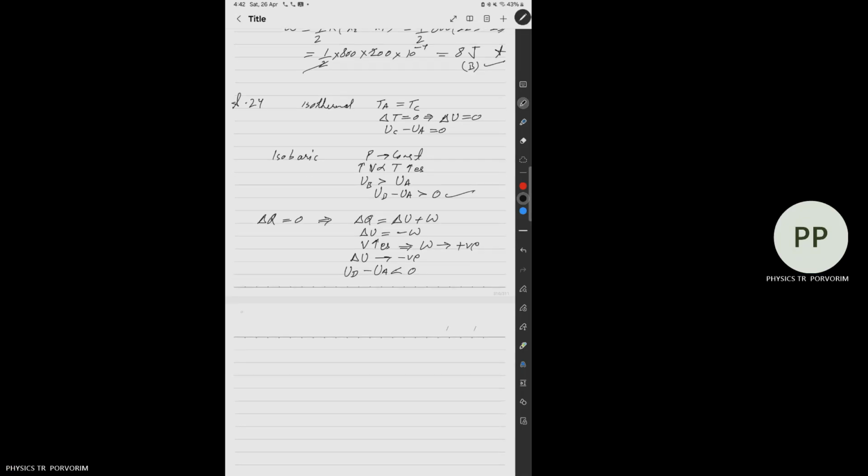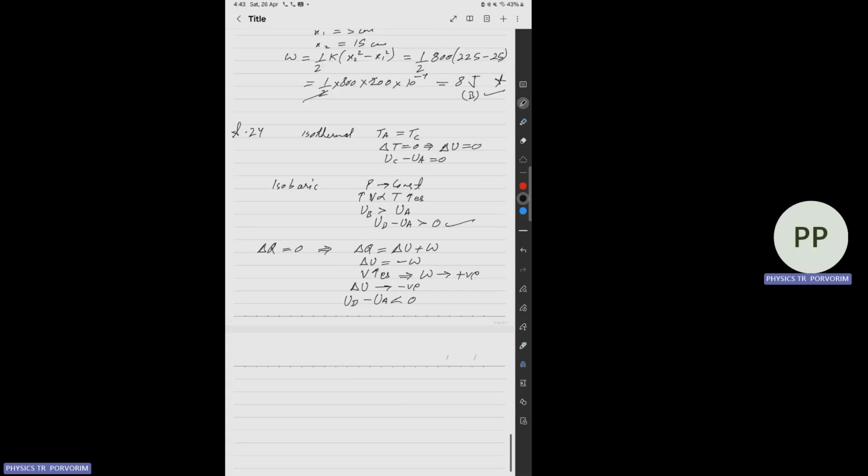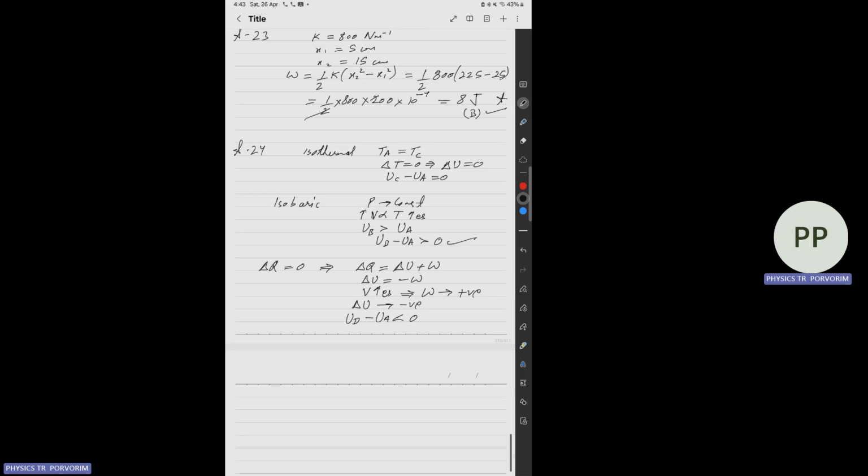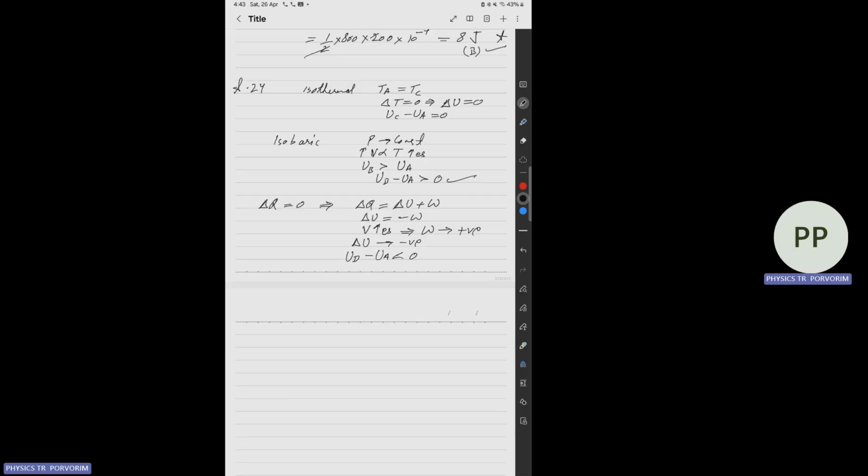Now the fourth one says UB, UC, and UD are equal. The fourth option is the only one that is incorrect, because in isothermal the temperature is the same, in isobaric the internal energy is increasing, and in adiabatic the internal energy is decreasing. So how can we say that at all the points B, C, D the internal energy will be the same? The internal energies are not the same, so this is an incorrect statement. Clear? Now 25.